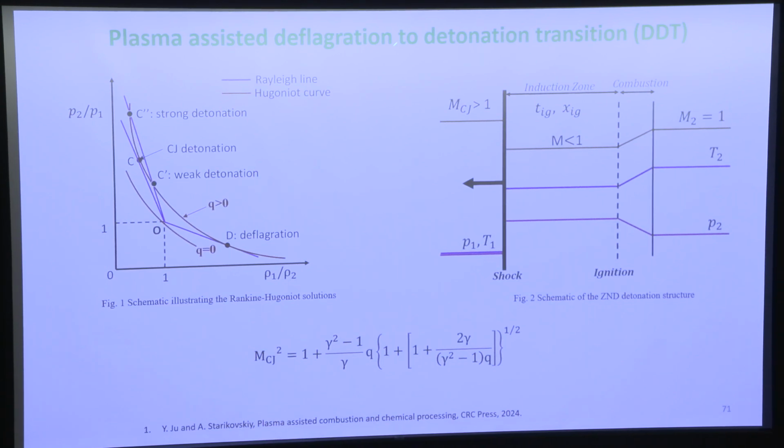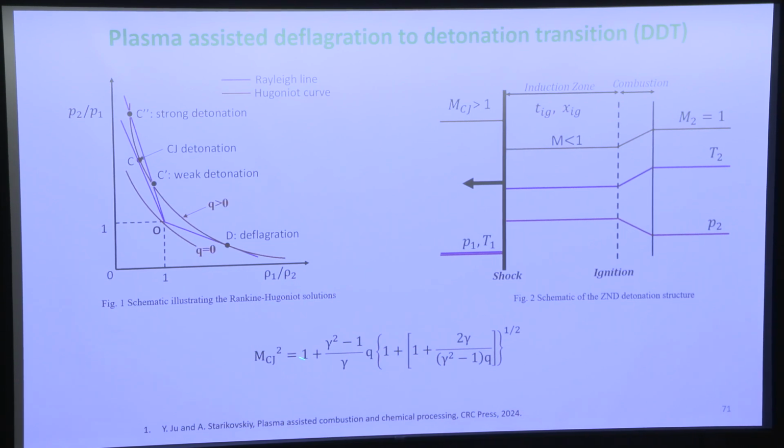Detonation has become a very hot topic. This is the Hugoniot curve, showing you have a Chapman-Jouguet detonation and you have deflagration. A flame can come from here to here. This is the ZND structure: you have a shock wave, high temperature, subsonic flow, ignition and combustion happening, and the flame reaches sonic speed, and the whole structure propagates at the CJ velocity.